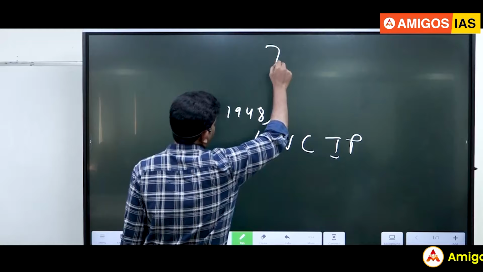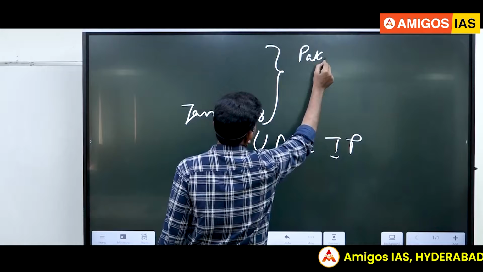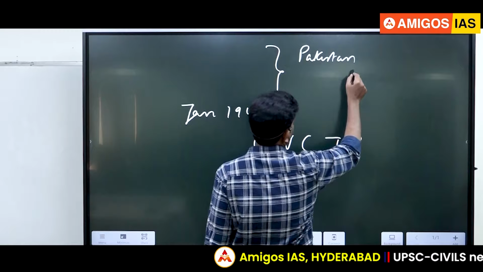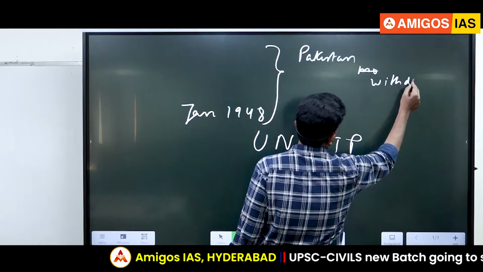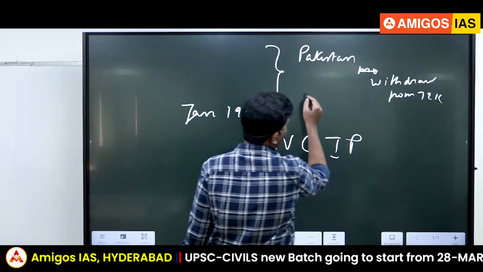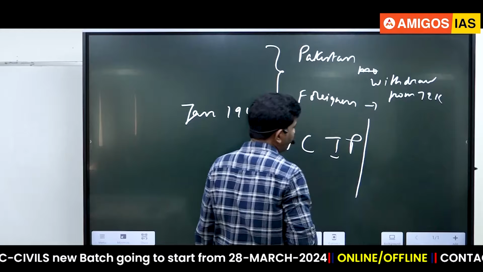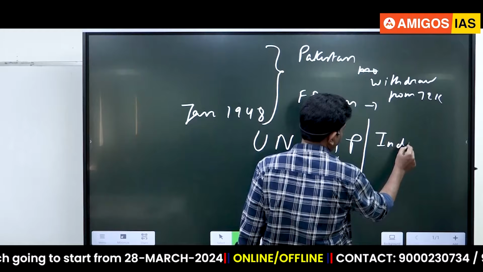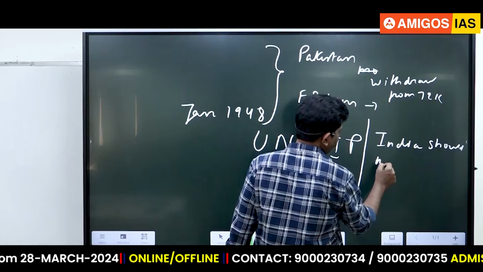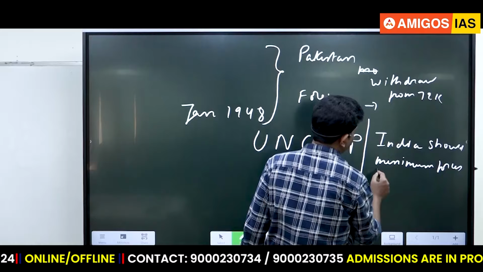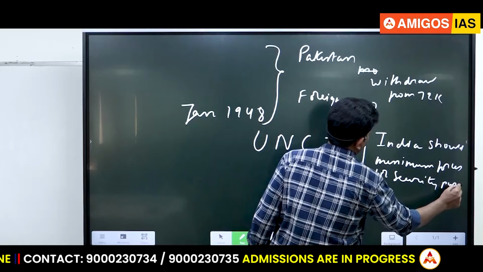Their proposals are: one, Pakistan was described as an aggressor and was asked to withdraw from J&K. All foreigners should withdraw from J&K. Then, after this, India also should withdraw and maintain minimum forces for security purposes.